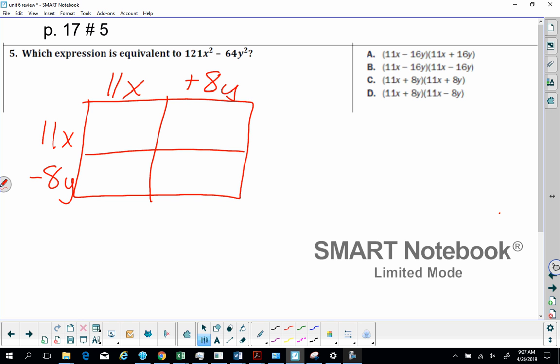If we multiply the first one, what do we get? What's 11x times 11x? 121x squared. Yes, don't forget to add those exponents. x1 is x2. Okay? What is 11x times negative 8y?